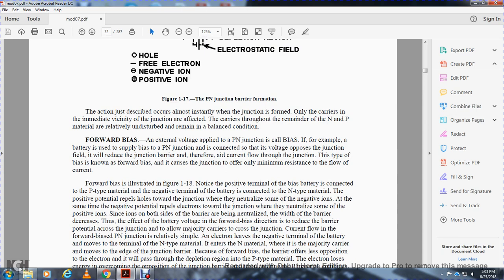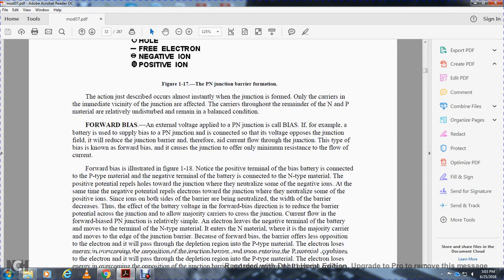and remains in a balanced condition. Forward bias: an external voltage applied to a PN junction is called bias. For example, when a battery is used to supply voltage to the PN junction and the voltage is applied against the junction field, it will reduce the junction barrier. Therefore, current will flow across the junction. This type of bias is known as forward bias, and it offers only minimum resistance to the flow of current.